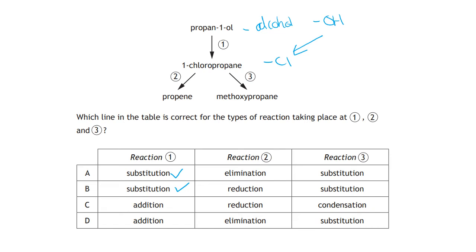Now let's look at reaction number 2. Chloropropane to propane. So that is going from a haloalkane to an alkene. That is elimination. So it looks like A is going to be our answer, but let's just check whether the third reaction agrees. And going from chloropropane to methoxy, that is an ether. Remember, it's got that oxy in the middle, it's an ether. That is changing the functional group, switching it, so that is a substitution reaction. So our answer is definitely A.